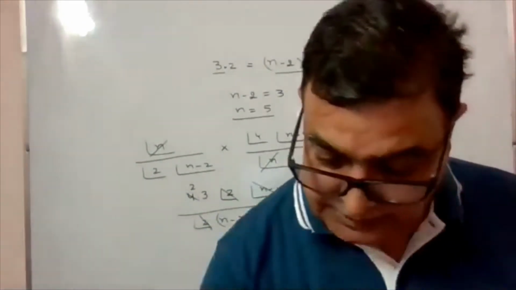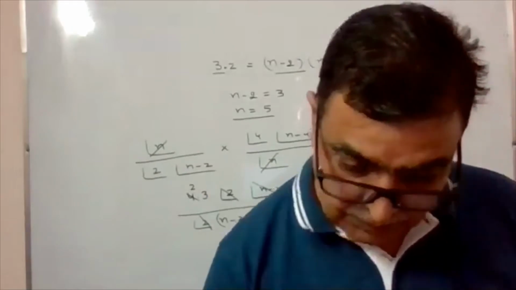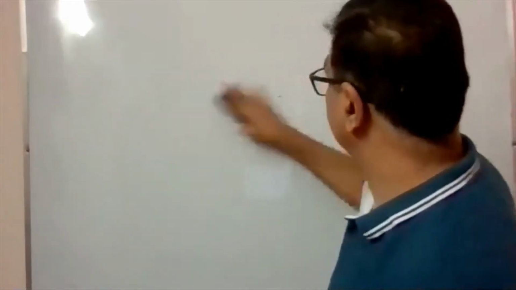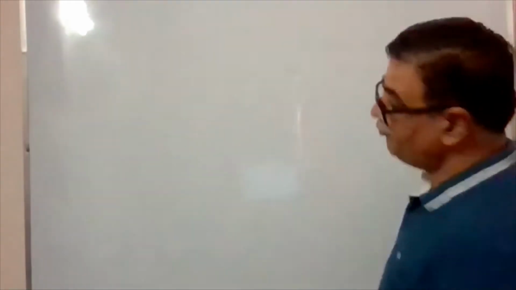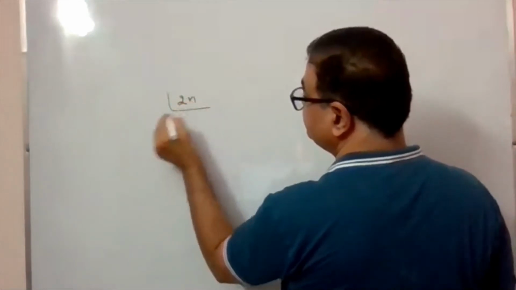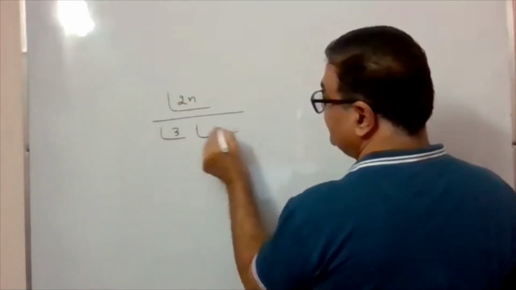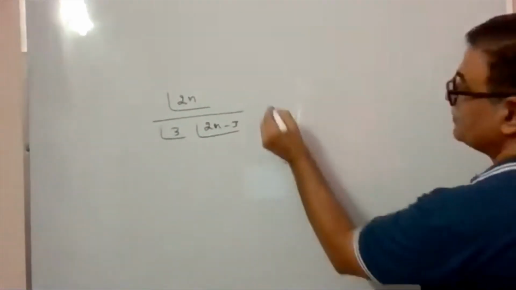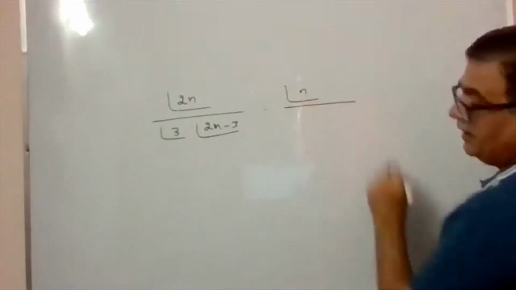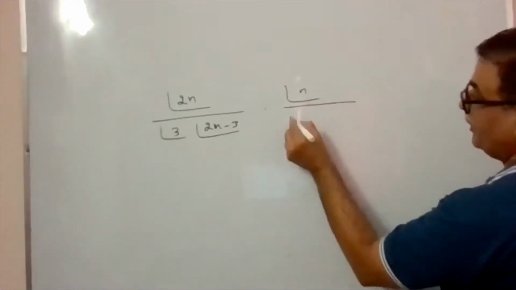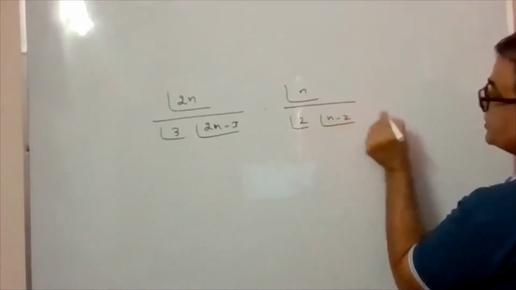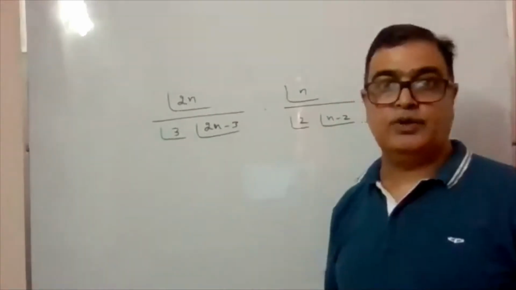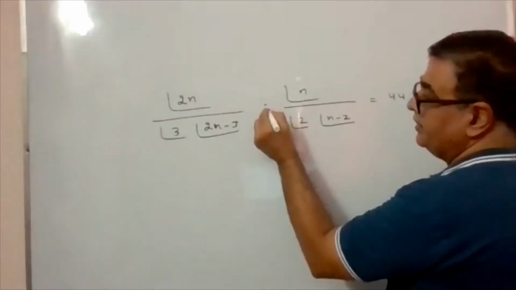One more question right now, please, like this. Factorial 2n by factorial 3 into factorial 2n minus 3, ratio, factorial n by factorial 2 factorial n minus 2, is 44:3. My question is, find out what should be n here.